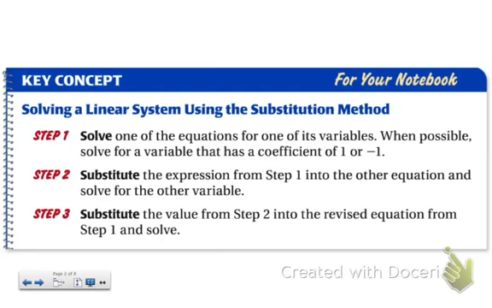So first you have to solve one of the equations for one of its variables. This is going to be easiest when one of the variables has a coefficient of 1 or -1. Once you solve it for one of the variables, you're going to substitute the expression from step 1 into the other equation and solve for the other variable. Then once you get your answer, you're going to plug that back in to step 2 and solve. This is going to make a lot more sense when we do it.